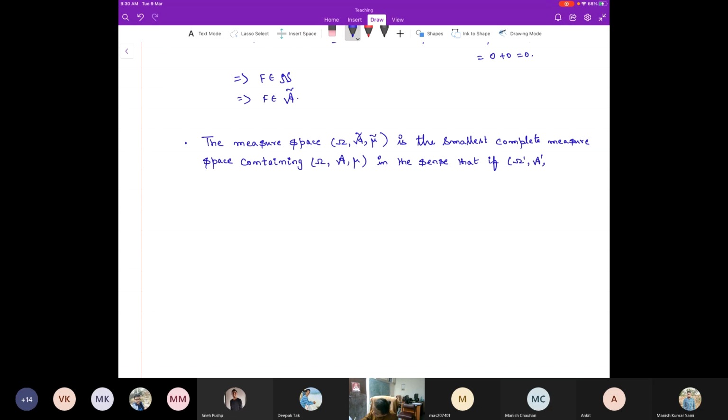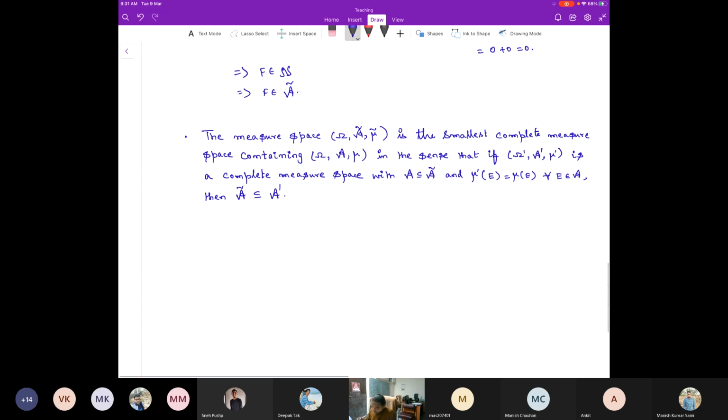omega dash, A dash, mu dash is any other complete measure space with A contained in A dash and mu dash of E is equal to mu of E for all E in A, then A tilde, whatever we have constructed, is going to be contained in this A dash. Yes, how do you show this?